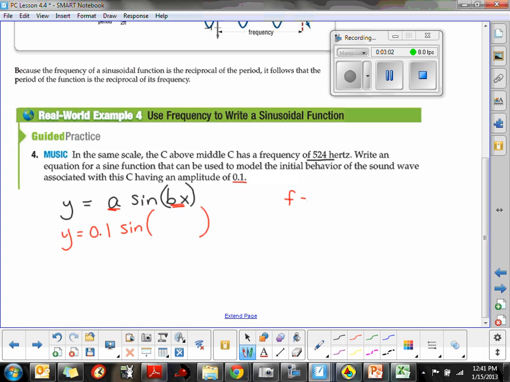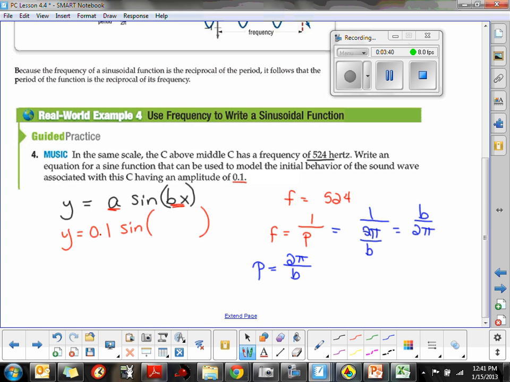Our frequency was equal to 524 hertz. Now we know that frequency is the reciprocal of the period, so that's 1 over the period. So what we want to do is convert that back into a value of B. So the first thing is to think about how do I calculate a period? The period is 2 pi over B. So that means the frequency is 1 over 2 pi over B, which means if we take 1 divided by 2 pi divided by B, that means it's 1 times B over 2 pi.